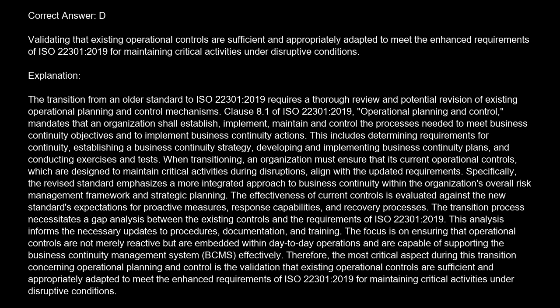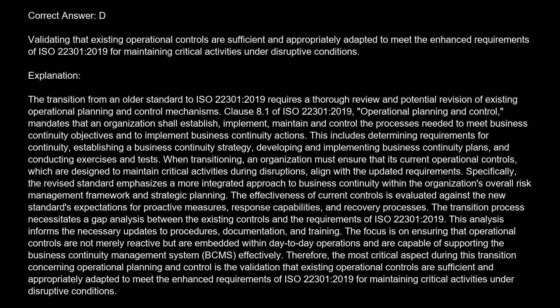Specifically, the revised standard emphasizes a more integrated approach to business continuity within the organization's overall risk management framework and strategic planning. The effectiveness of current controls is evaluated against the new standard's expectations for proactive measures, response capabilities, and recovery processes. The transition process necessitates a gap analysis between the existing controls and the requirements of ISO 22301-2019. This analysis informs the necessary updates to procedures, documentation, and training.